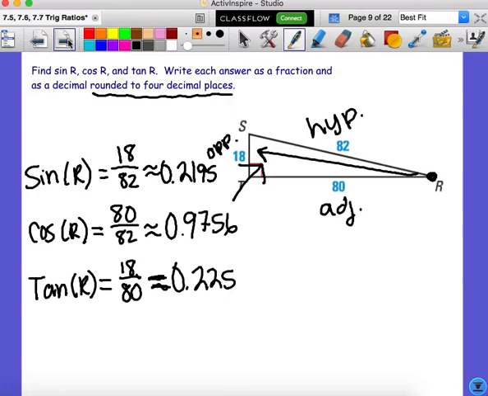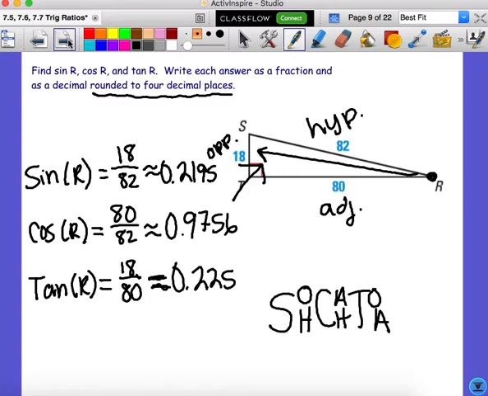So with that, remember that if you struggle to set up these, we can write SOHCAHTOA every time we do these questions to help us remember how to set these up. So sine is opposite over hypotenuse, that's 18 over 82. Cosine is adjacent over hypotenuse, and tangent is opposite over adjacent.